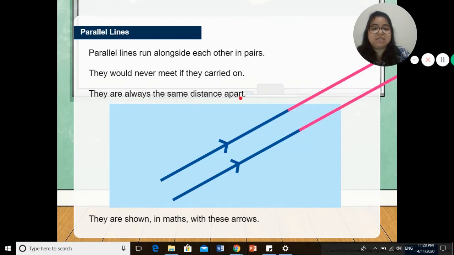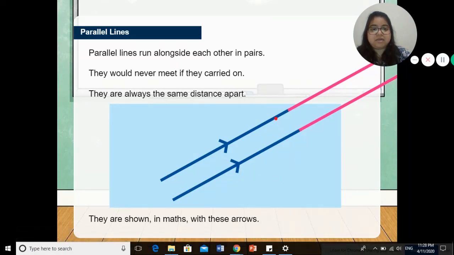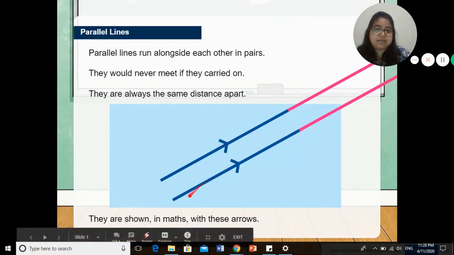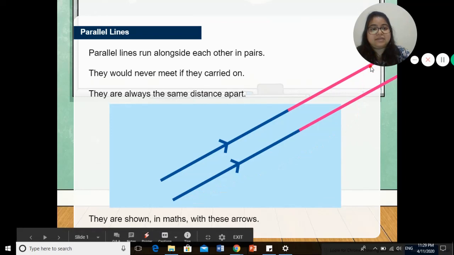Now, what does that mean? It means if I measure from here to here, this distance, and from here to here, if I measure this distance, it is going to be equal. So these two lines over here are always the same distance apart. It means I keep extending them, still they are going to have the same distance. So if I measure this point to this point and this point to this point, it is still going to be the same.